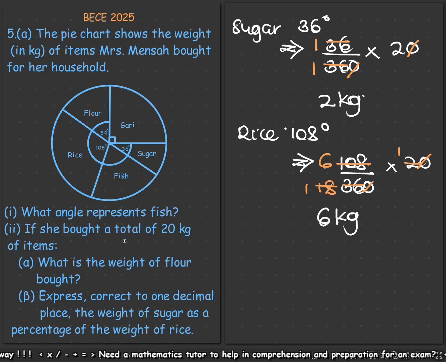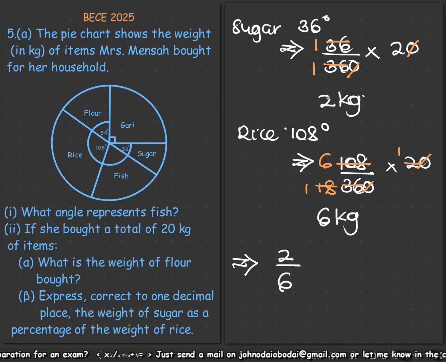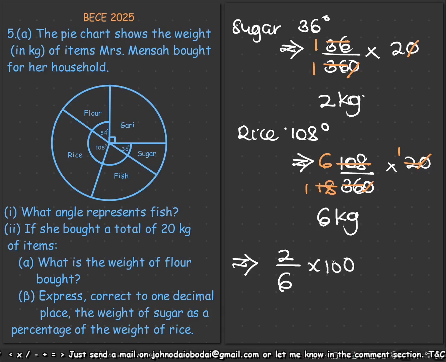Let's come back to the question. Express correct to one decimal place the weight of sugar as a percentage of what? The weight of rice. So the percentage we are looking for is what? 2 of 6. That is 2 over 6. That is the weight of sugar over the weight of rice. Then we multiply it by 100.